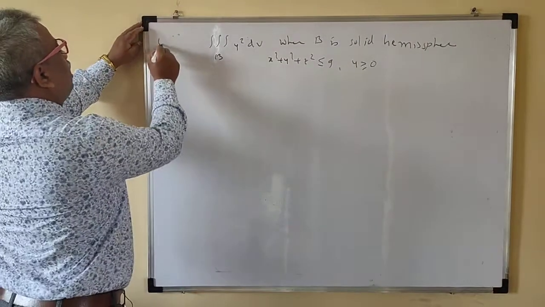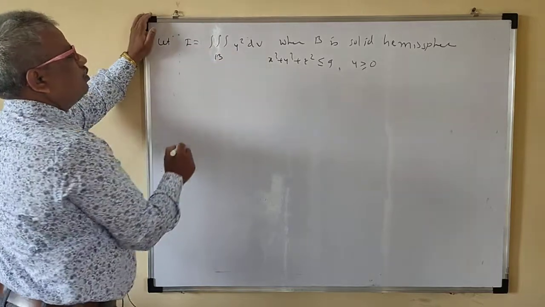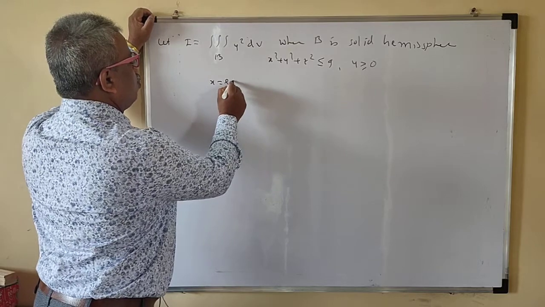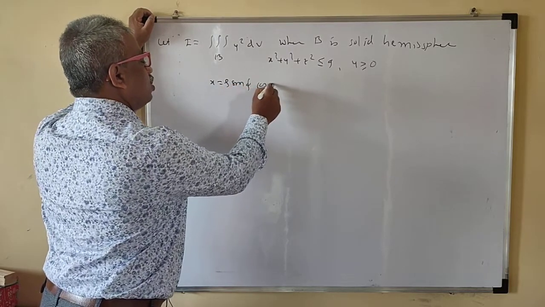Okay, solution. Let the region be this. Again the sphere is there, so we'll use spherical coordinates. x is equal to rho sine phi cos theta.